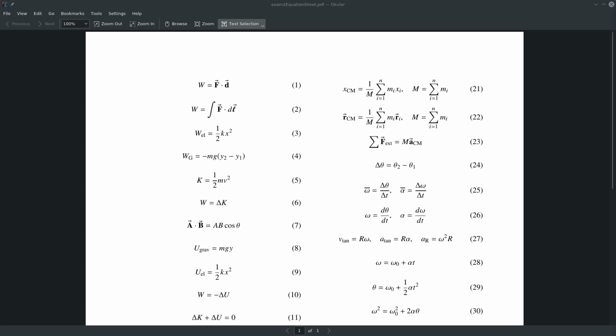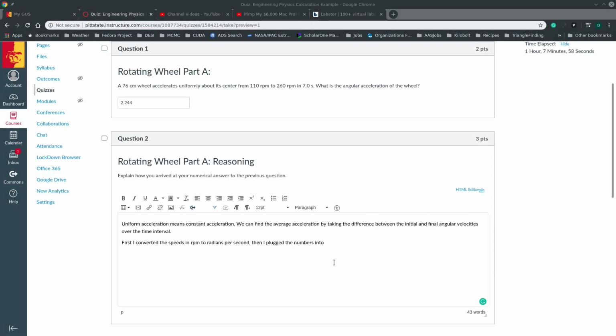Then, switching back over to our canvas, we can say here, then I plug the numbers into equation 25. Okay, so that is telling me which equation you were using, and you've explained at this point what it is to do to solve that particular part of the problem.